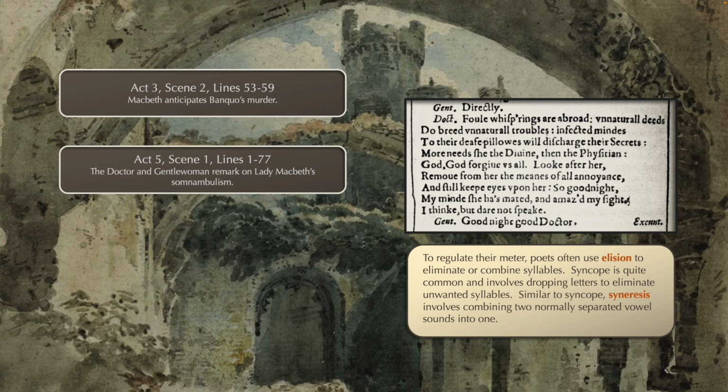So to regulate their meter, poets often use what's called elision to eliminate or combine syllables so that they don't have syllables to disrupt the rhythm of the line. Syncope is quite common and involves dropping letters to eliminate unwanted syllables. And when those letters are dropped, an apostrophe is put in there. We do this when we contract words like haven't or can't or shouldn't.